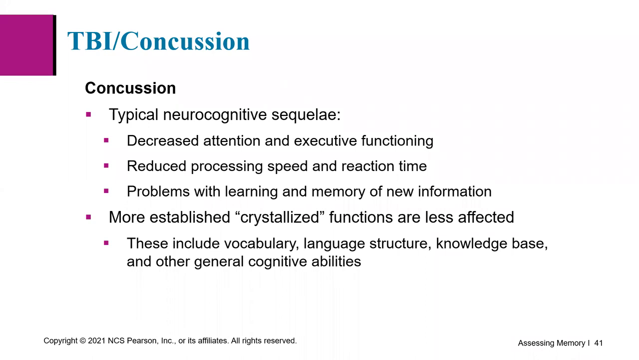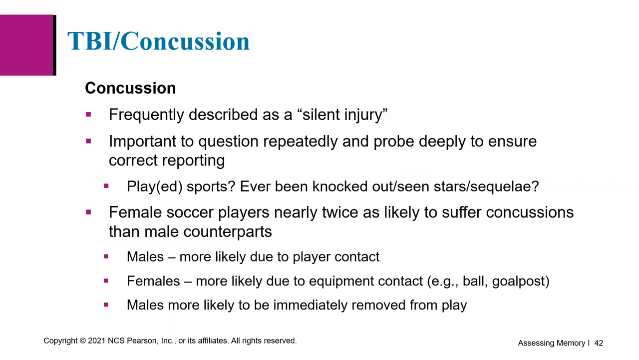This takes us to the role of concussion, typically sports-related concussions. The typical sequelae, even of a single concussion, are wide-ranging and include problems with learning and remembering new information, while the ability to access previously learned information is generally largely spared. Because the cognitive effects can be subtle and the physical effects like headache or visual disturbances can resolve quickly, concussion has been described as a silent injury.